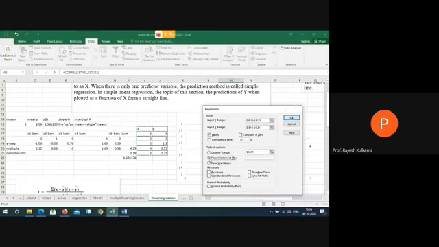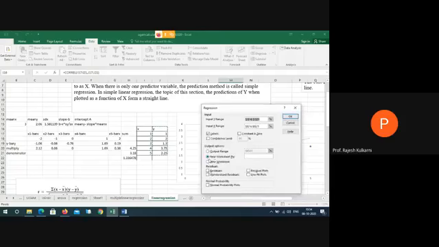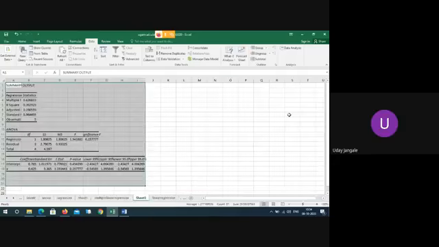Now where do you want to show your output? You want to show your output in the new worksheet. So automatically, whatever calculation we have done manually, Excel hopefully will do for us automatically.